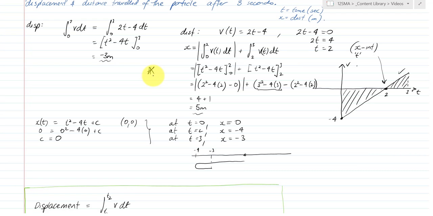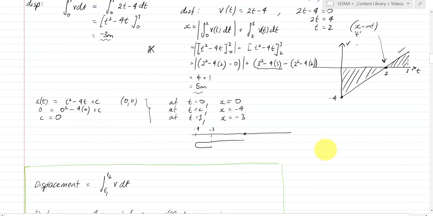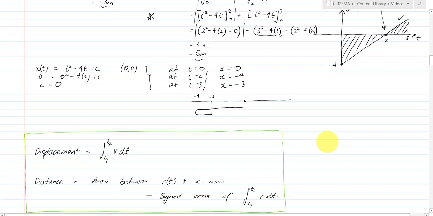because you've got that integral function on your calculator. Okay, so we know that displacement is equal to the integral of velocity between the two times given, and distance is the area, the unsigned area. So they're our important features from today's lesson.